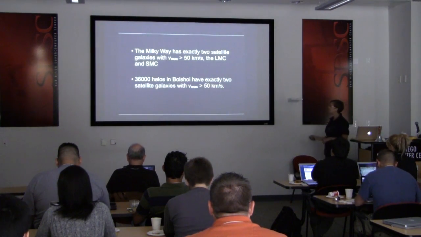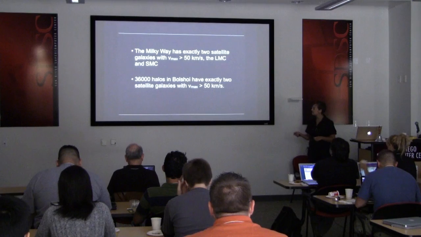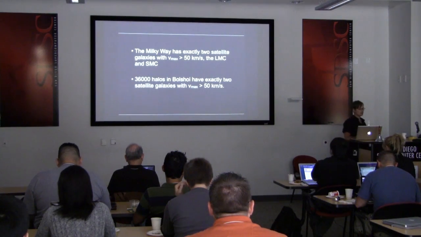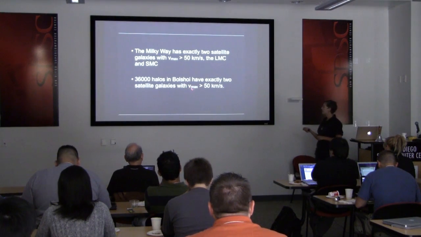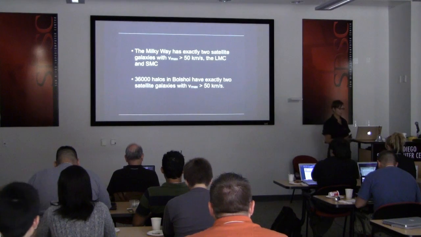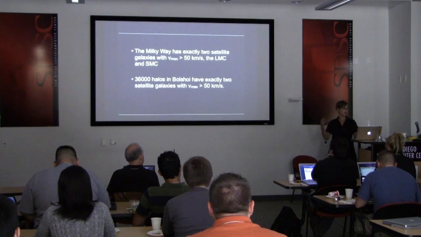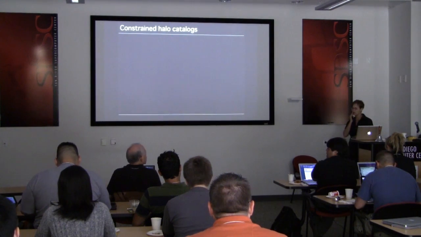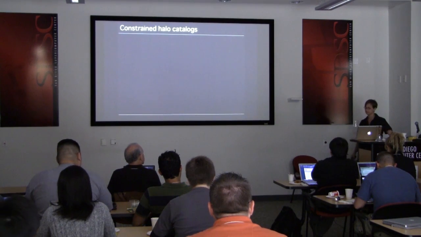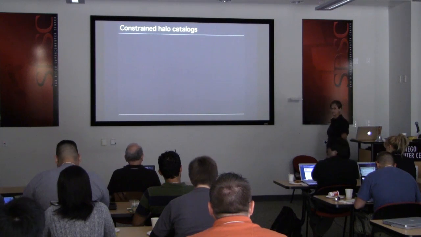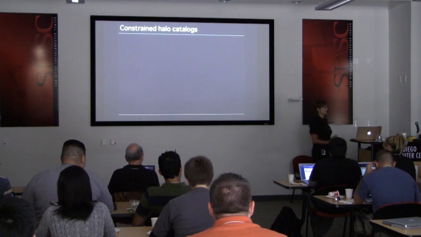Okay, so the Milky Way, I said, has two satellites with Vmax greater than 50. There are 36,000 halos in the Bolshoi simulation that have exactly two satellite galaxies with Vmax greater than 50. Okay, so let's see if we can use these to infer something about the halo. That's Vmax current. That's what the measurement is, right? So it will not be the thing that's as closely correlated with luminosity, but we're not considering anything to do with the luminosity here.